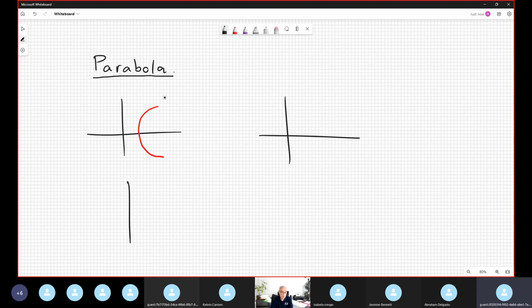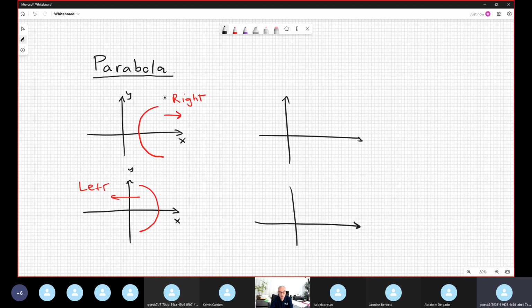We have two versions. Suppose this is a parabola like that, look. Open to the right, or open to the left. In both cases they are horizontal. I suppose this is the x-axis and y-axis. Exactly the same here, and another parabola here. And we have another, open upward or downward.